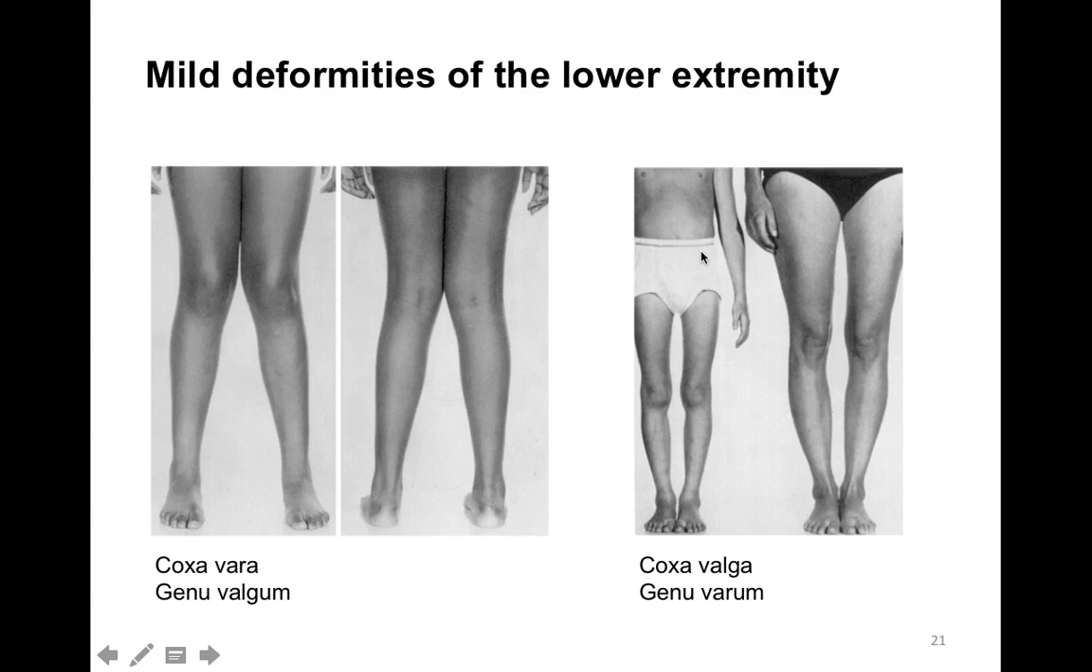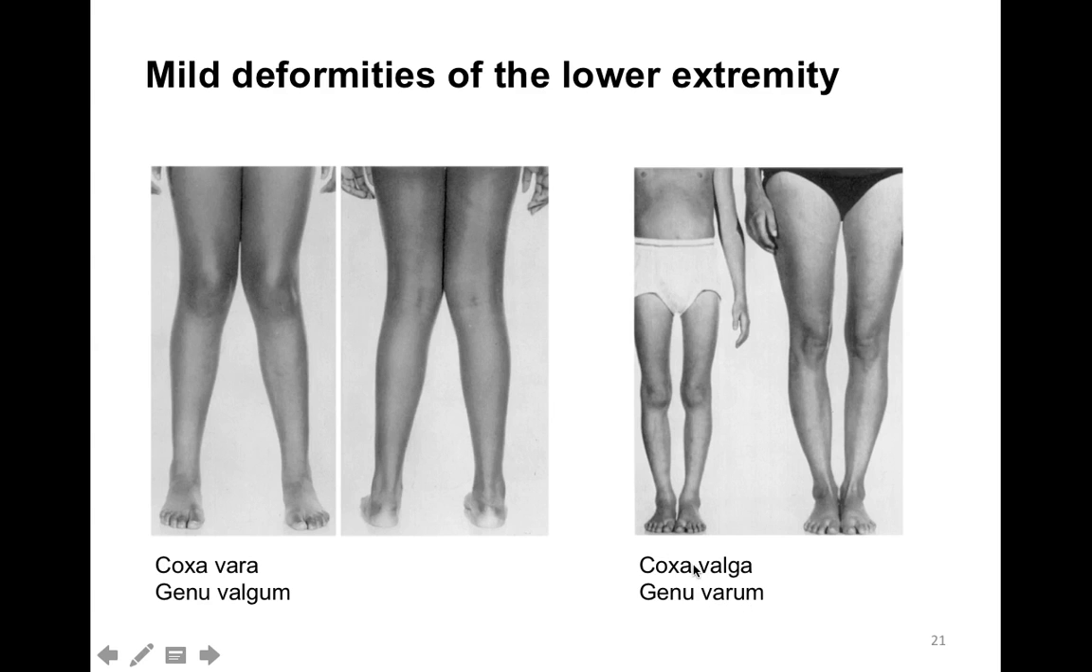Coxa valga and genu varum are depicted on the right in these two individuals. And I don't expect you to appreciate what's going on at the hip for coxa valga, but rather that we can appreciate the genu varum deformity known as bow-legged. Now, I do expect you to associate coxa vara with genu valgum and coxa valga with genu varum.